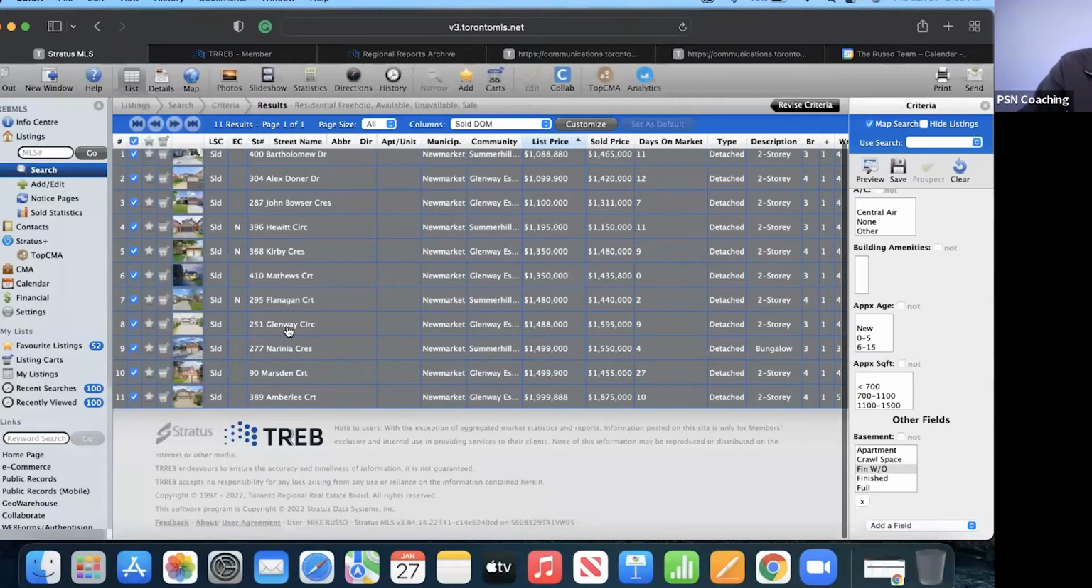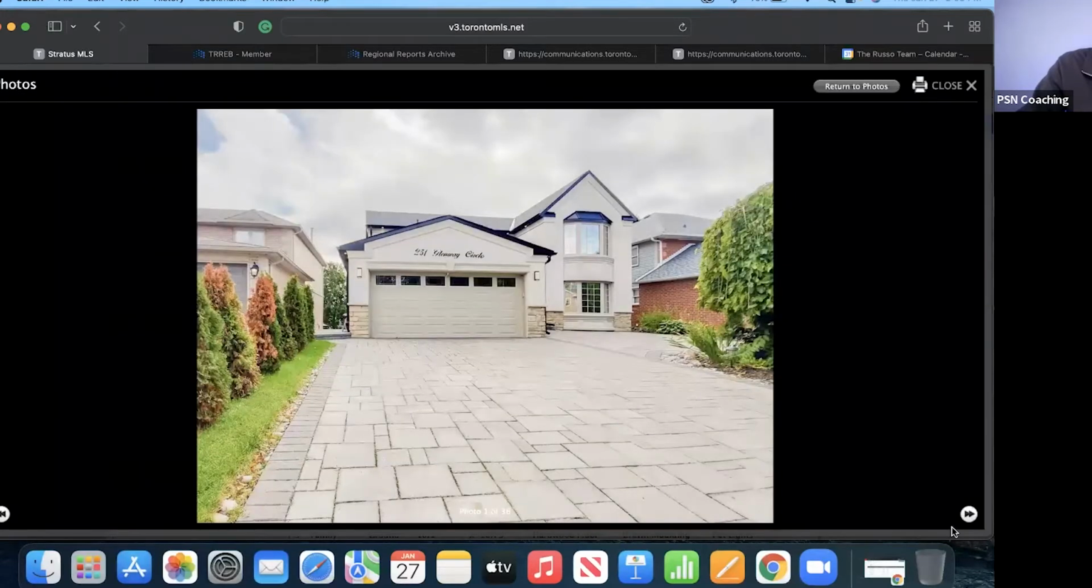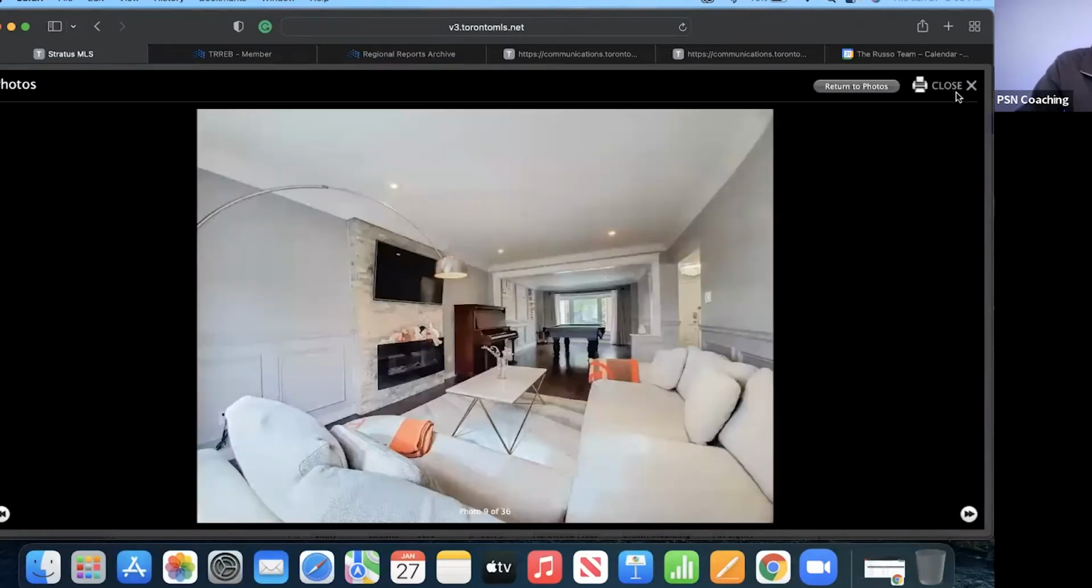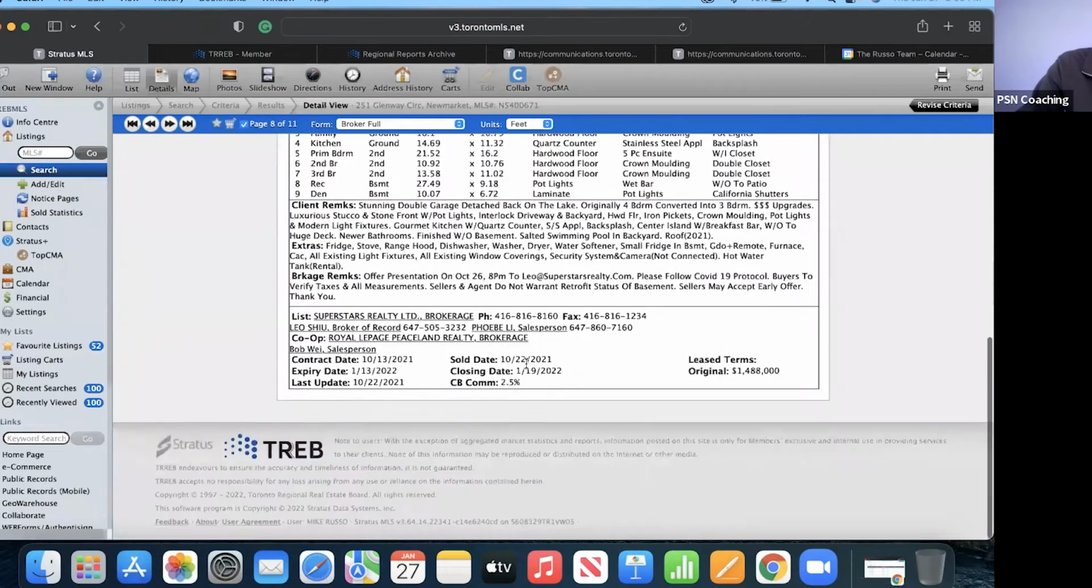I'm gonna go through these properties myself, really take a look at them, see how they're gonna stack up. And again, keep in mind, I haven't seen the inside of my listing yet, right? So I'm gonna see, okay, nicely done. What's it gonna go for, right? This one sold for just shy of 1.6 million, and it sold back in October.